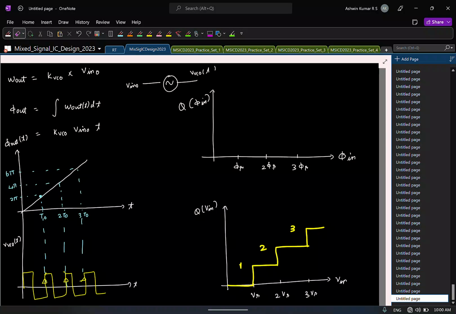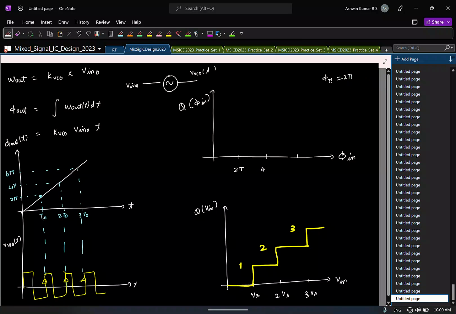So what do you think will be a reasonable reference phase to choose? 2 pi. So I'll choose my reference phase to be 2 pi. I'll just mark it like this. So now this is going to be 2 pi, 4 pi and so on. So the quantized reference looks like this: between 0 to 2 pi the output is 0, 2 pi to 4 pi it is 1, 4 pi to 6 pi it is 2 and so on.